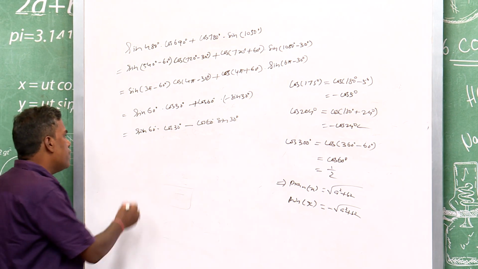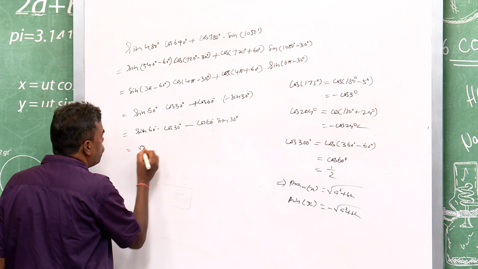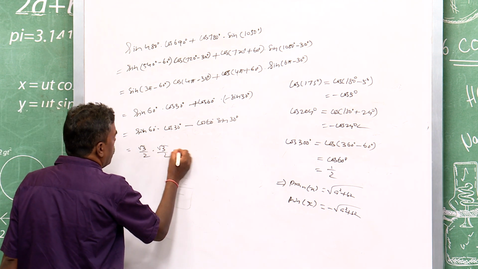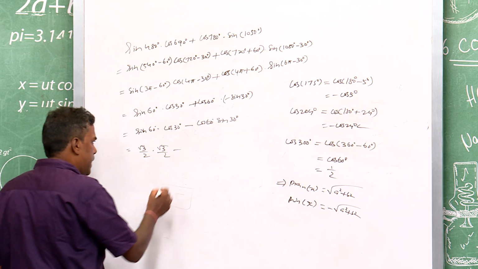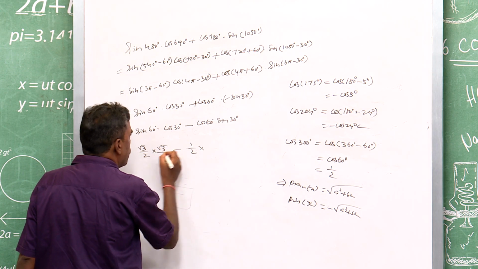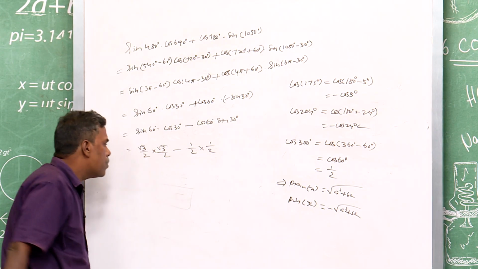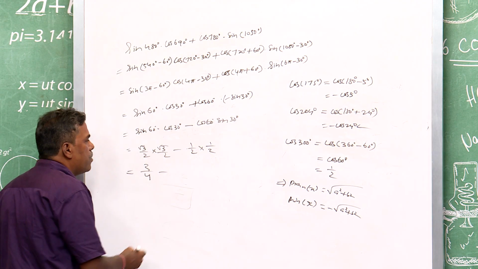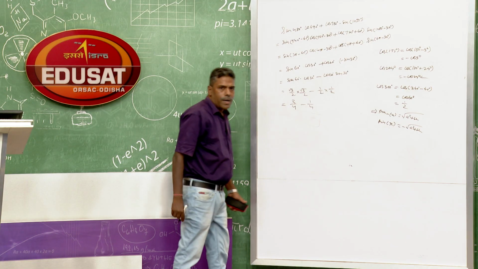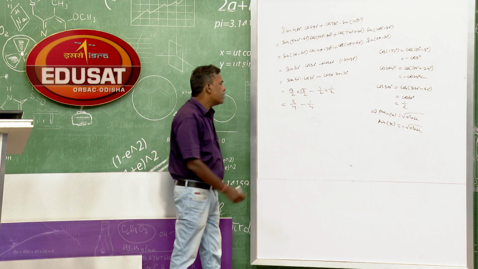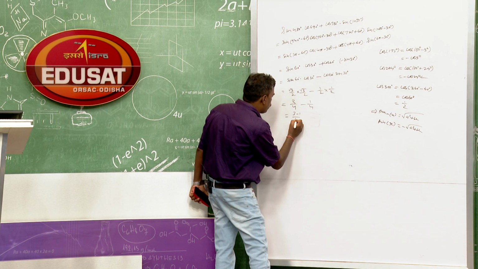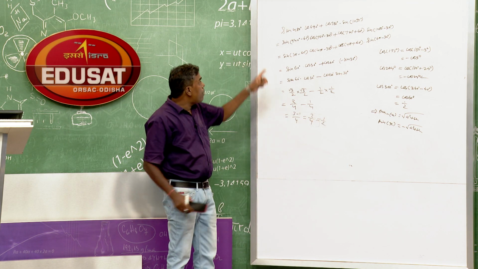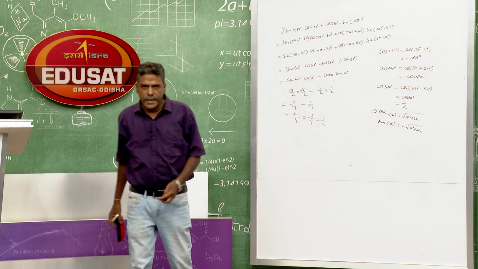So, sin 60 is √3/2, cos 30 is also √3/2, minus cos 60, which is 1/2, into sin 30, also 1/2. So, that is 3/4 − 1/4, which is 2/4, equal to 1/2. So, the value of this expression is 1/2.